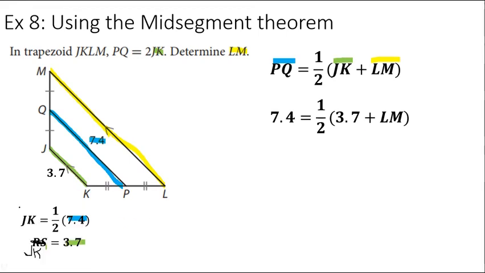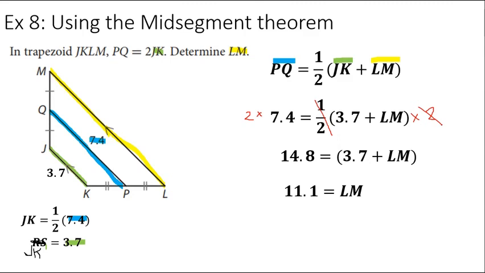So again, the first thing we do is multiply both sides by 2 to get LM out of the parentheses. Multiplying by 2 means this half and this 2 get eliminated. So we have 7.4 times 2 is 14.8 equals 3.7 plus LM. And all we do now is subtract 3.7 from both sides, which gives us 11.1 is equal to LM, which means that this segment here is equal to 11.1.